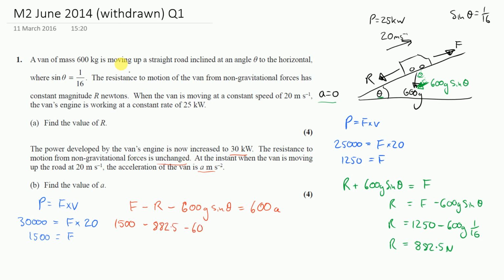882.5, and this is 600 g times 1 on 16, which is equal to 600 times acceleration. Working out the left hand side on my calculator, I get 250 equals 600 A. So dividing through by 600, I end up with 5 over 12. Tidying that up, that is equal to my acceleration, or to give that to three significant figures, my acceleration is 0.417 meters per second squared.